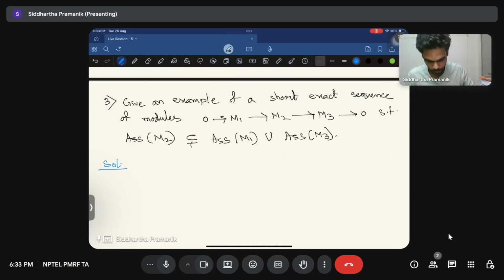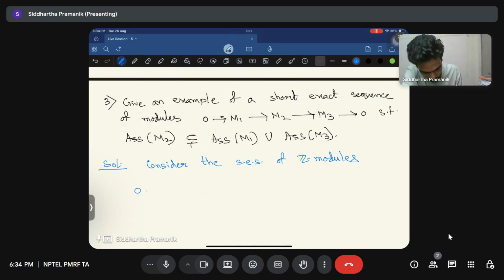Okay, so let's see some example. Consider the short exact sequence of Z-modules. Z-module means an abelian group. So this is 0 to 2Z to Z to Z mod 2Z to 0. So this is a short exact sequence. This is one standard short exact sequence.